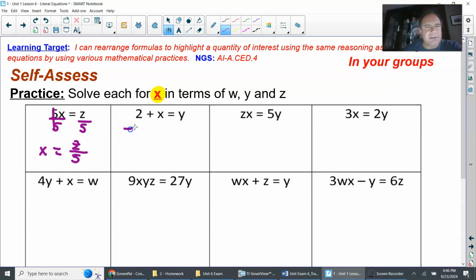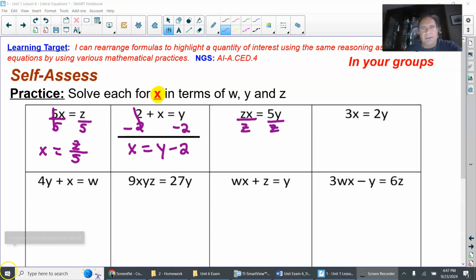Solving for x, this is a positive 2, and that's why you're going to subtract 2 on each side. That cancels. X comes down equals y minus 2 is your answer. That's solve for x. You're going to solve for x here. This is, again, multiplication. So we're going to divide by z. Divide by z. And then once you divide by z, the z's cancel. That's what you wanted to divide by because you want to get that x alone. 5y over z.